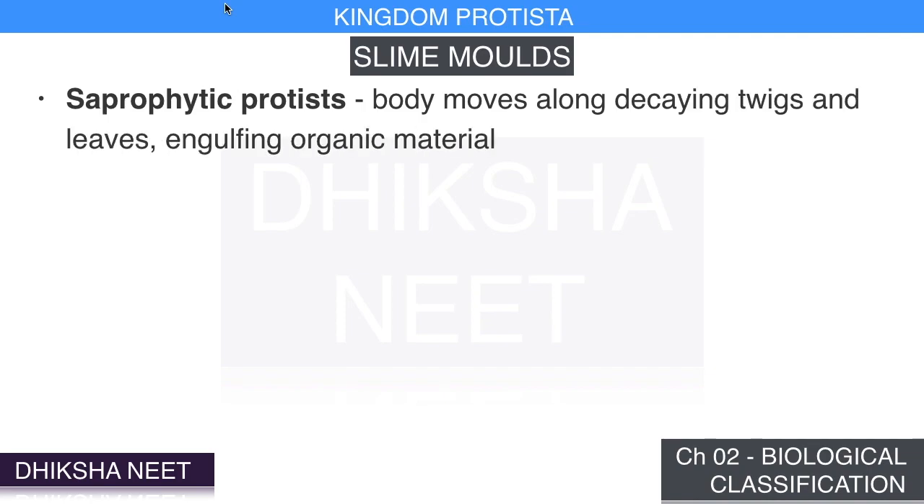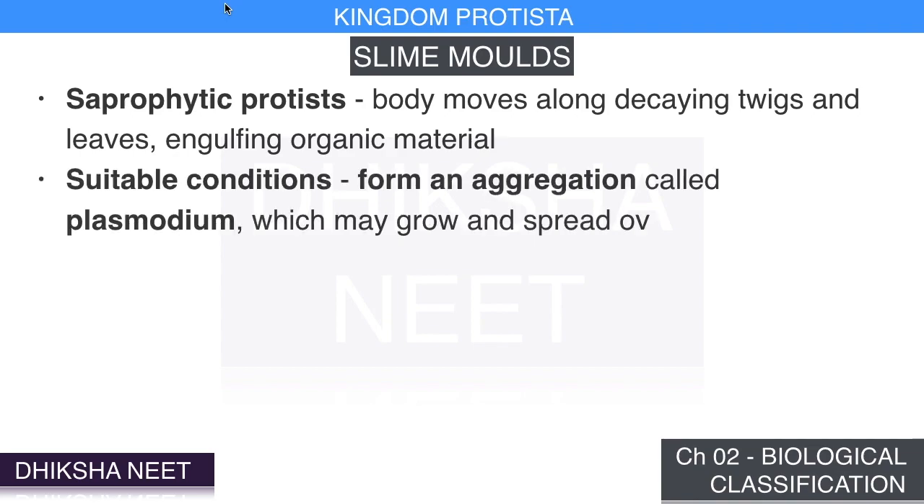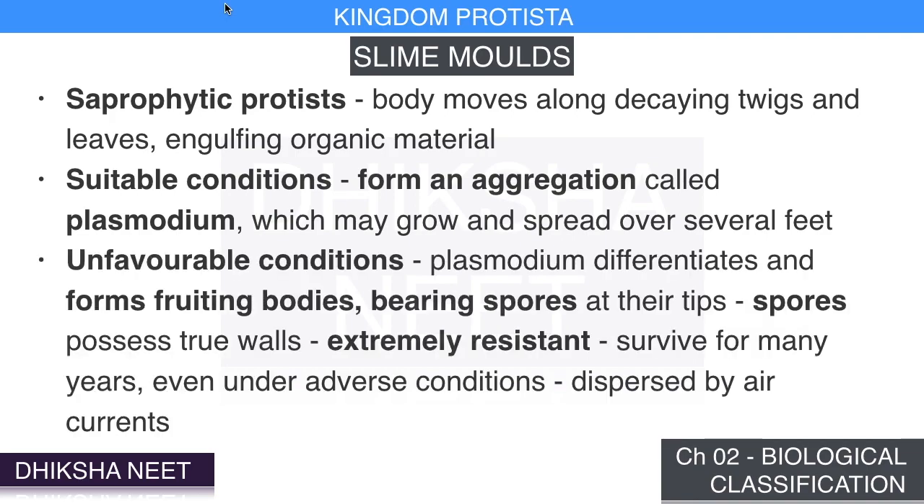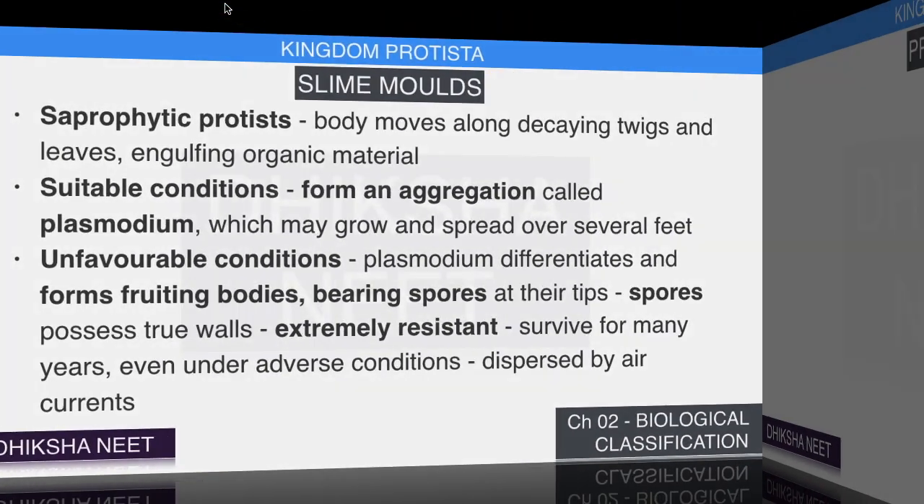Slime molds. Slime molds are saprophytic protists. The body moves along decaying twigs and leaves, engulfing organic material. Under suitable conditions, they form an aggregation called plasmodium, which may grow and spread over several feet. During unfavorable conditions, the plasmodium differentiates and forms fruiting bodies, bearing spores at their tips. The spores possess true walls. They are extremely resistant and survive for many years even under adverse conditions. The spores are dispersed by air currents.